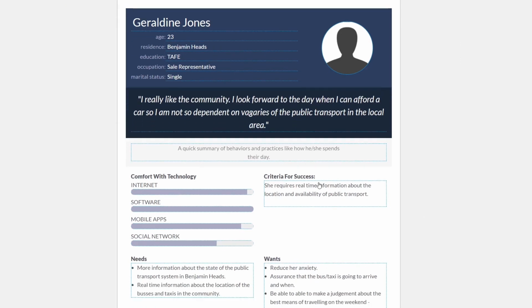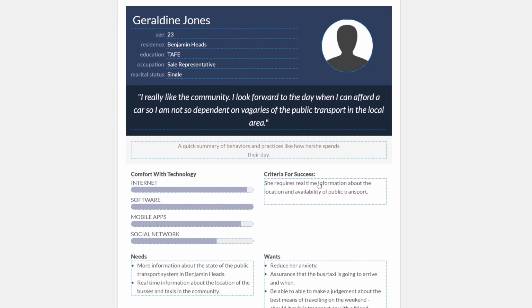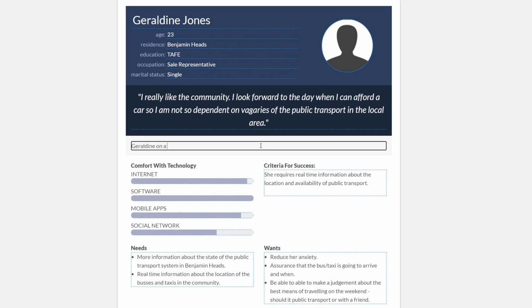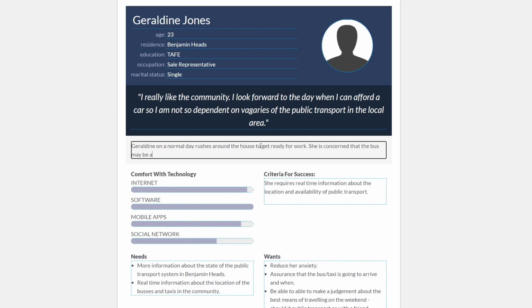And in this final box, we can actually write a story about Geraldine. We can summarize information from our user journey and our empathy map to talk about her. Geraldine, on a normal day, rushes around the house to get ready for work. She's concerned that the bus might be early, and that means she will be late for work and have difficulty getting in.